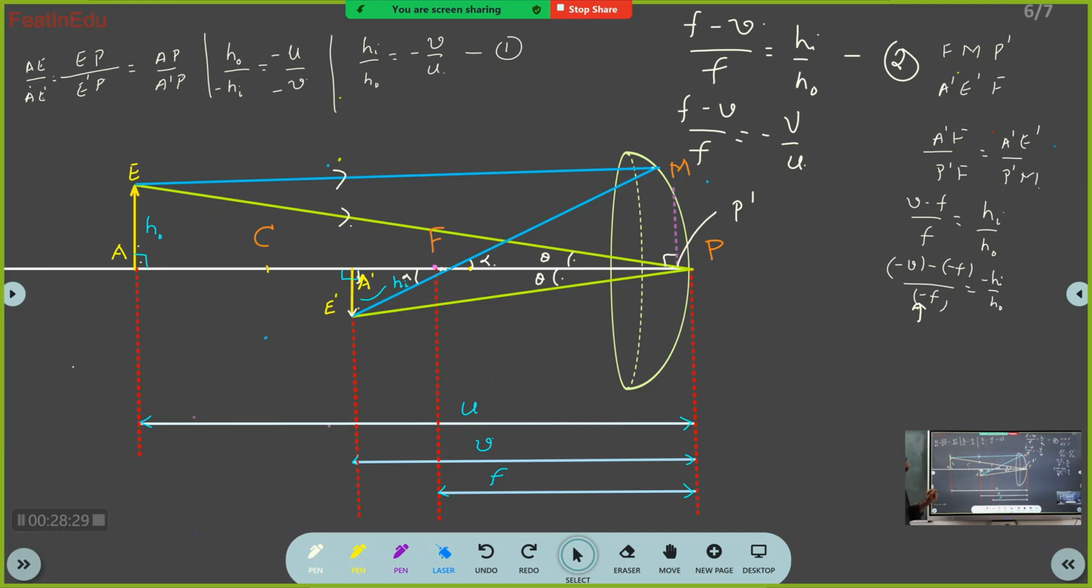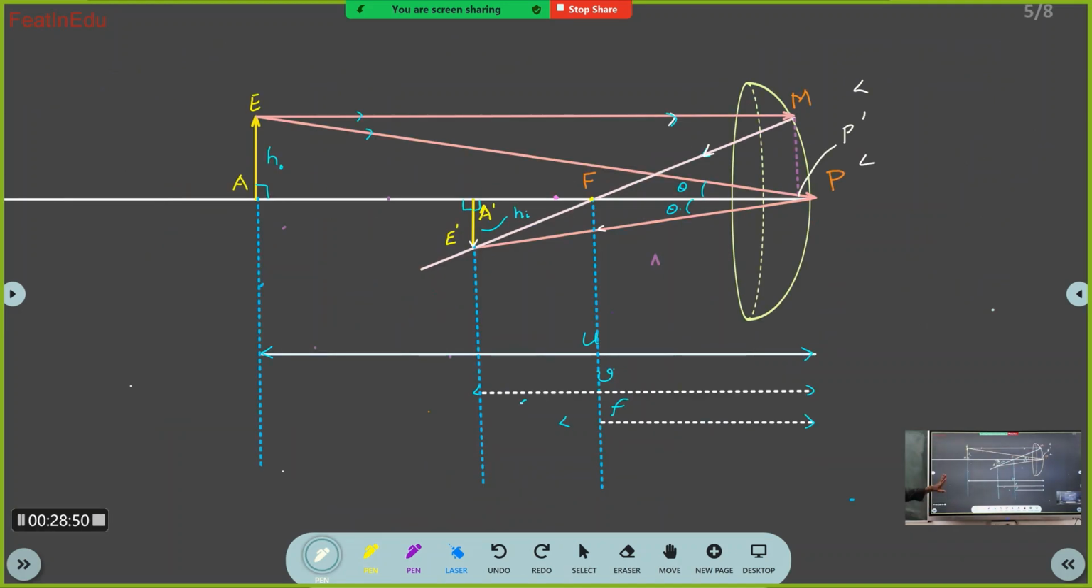Sir, but it doesn't look right. I have to draw it properly. I have missed it. Okay, in that diagram there was a small goof-up. I had taken the position of F on this side. So now I think the diagram is perfect.